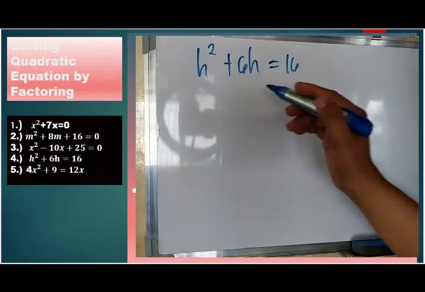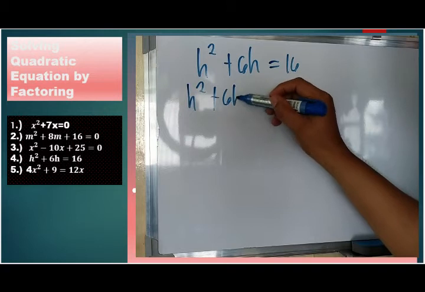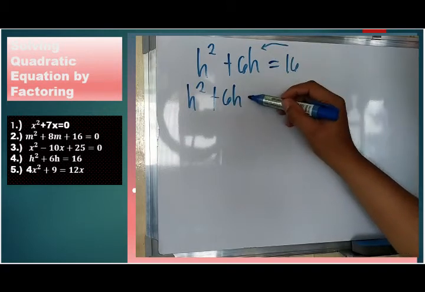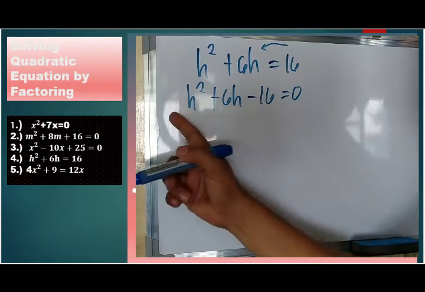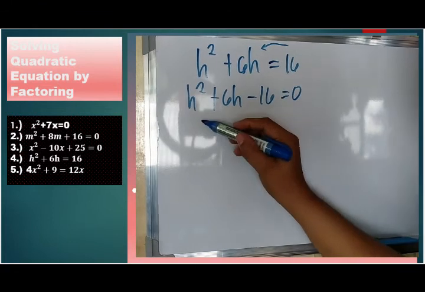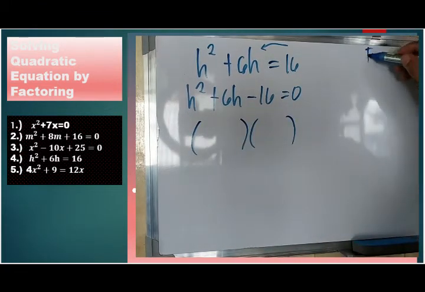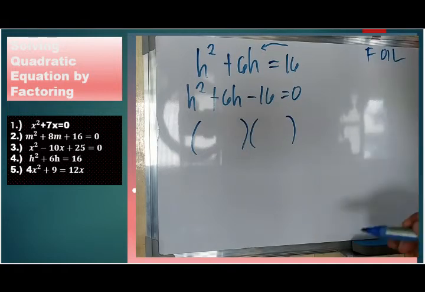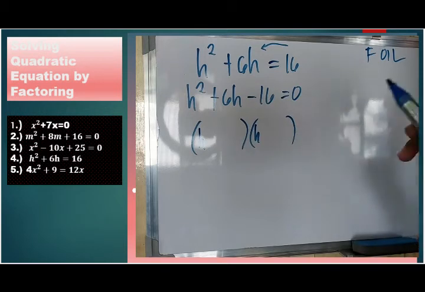So you have to write it in standard form. You have h squared plus 6h, your 16 would be minus 16 is equal to 0. Then, factor this expression, h squared plus 6h minus 16. So again, factoring is a trial and error method. Use FOIL, the reverse. So you have first h times h.